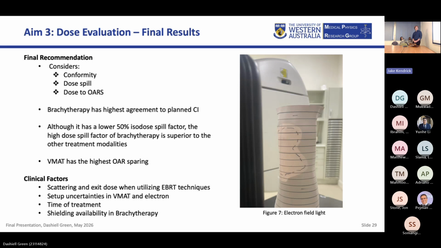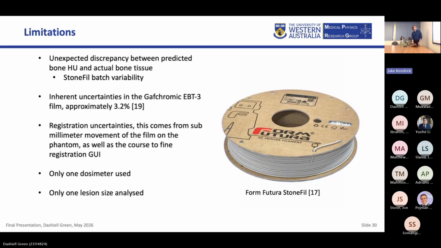And the main thing I think is the shielding availability in brachytherapy. If you're treating an arm, you can shield the rest of the body. However, this would be a bit difficult when you're doing external beam therapies. So as a final recommendation, I think, including the clinical factors, brachytherapy using these 3D printed applicators for the forearm is very feasible, but it will depend on the lesion size, I think, which is discussed in a second.